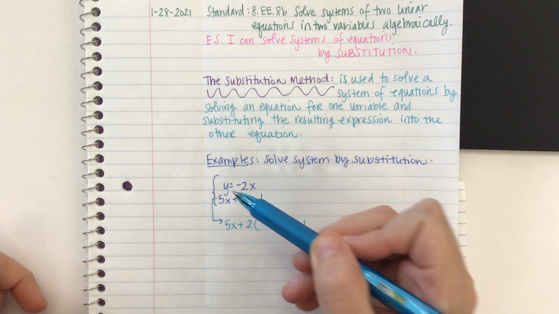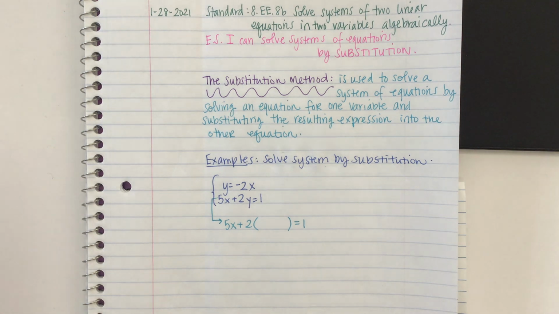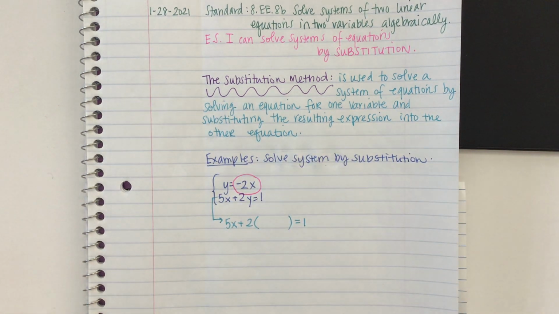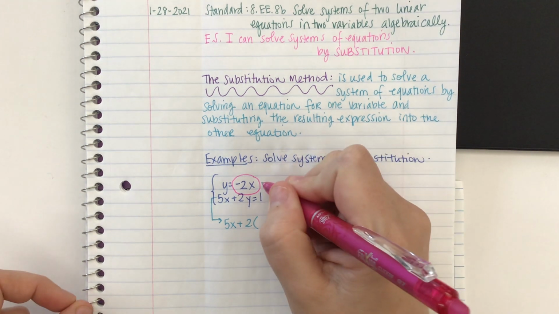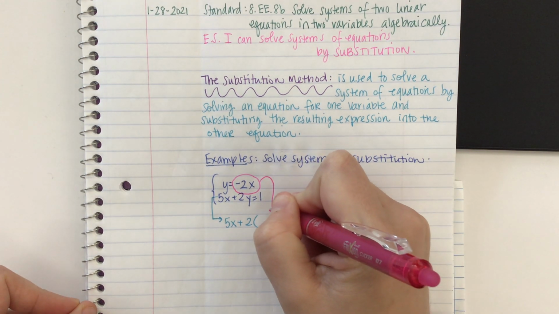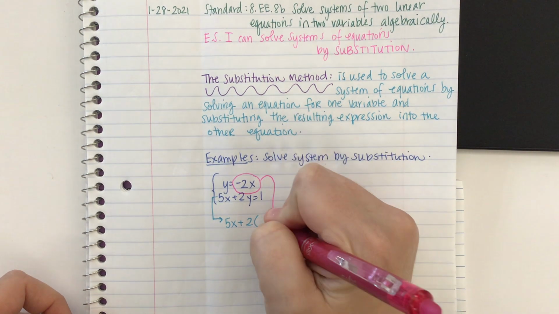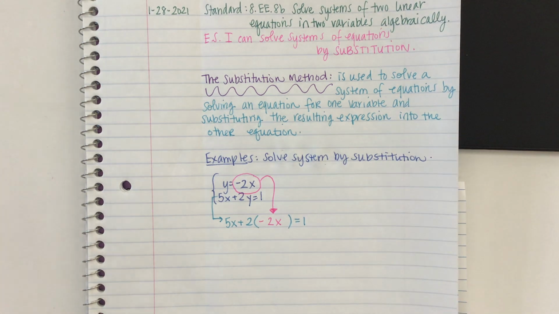So here we know that y equals negative 2x. So what I'm going to do is circle what y equals. This helps for visual purposes. So I know that y equals negative 2x. I'm going to plug in what y equals into the y of the second equation right there. So negative 2x. Now that is probably the most confusing part so far.